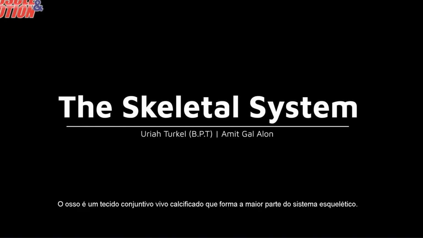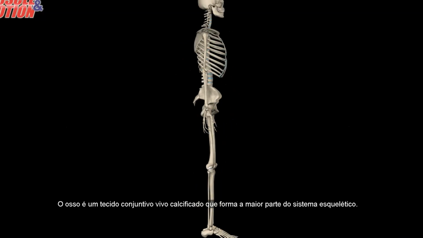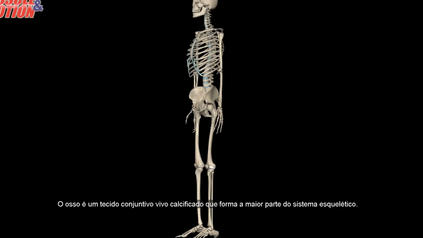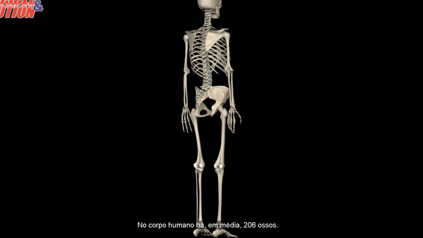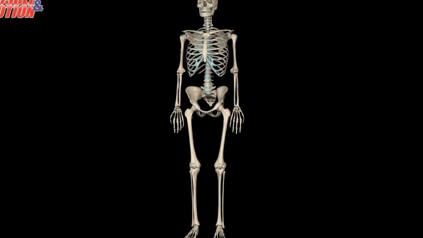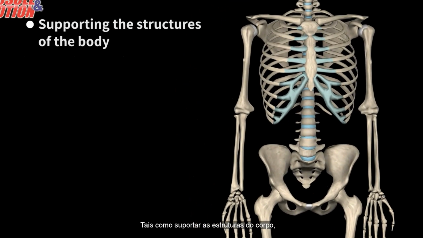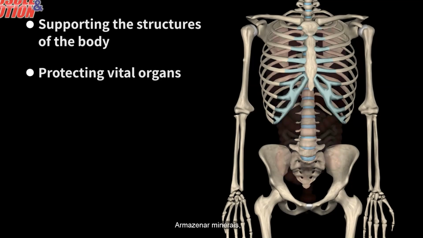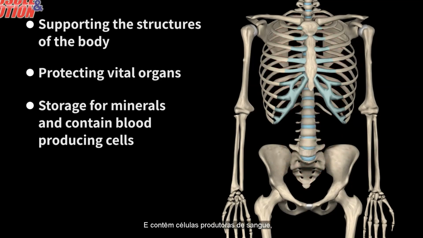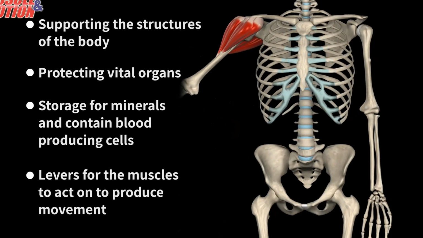The skeletal system. Bone is a calcified, living, connective tissue that forms most of the skeletal system. In the human body, there are, on average, 206 bones. The bones have many functions, such as supporting the structures of the body, protecting vital organs, storage for minerals, containing blood-producing cells, and acting as levers for the muscles to act on to produce movement.